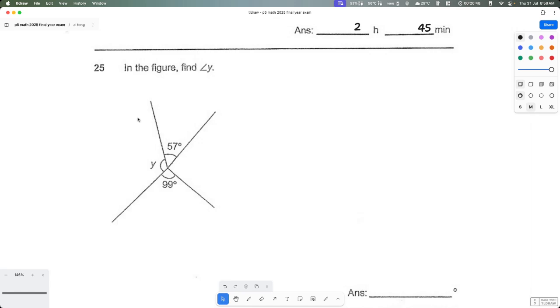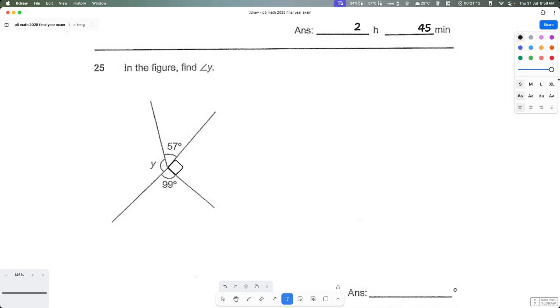Question number 25 here says find the figure, find y over here. Okay, so one thing I think they missed out is there's actually a right angle over here. It looks very much like a right angle, but most of the time they should have a square over here to indicate that this is a right angle. So for me, this is a right angle.